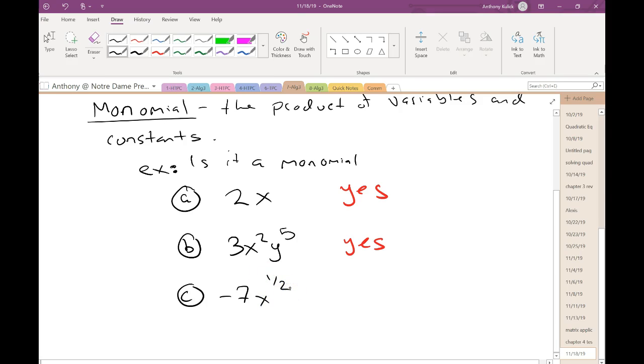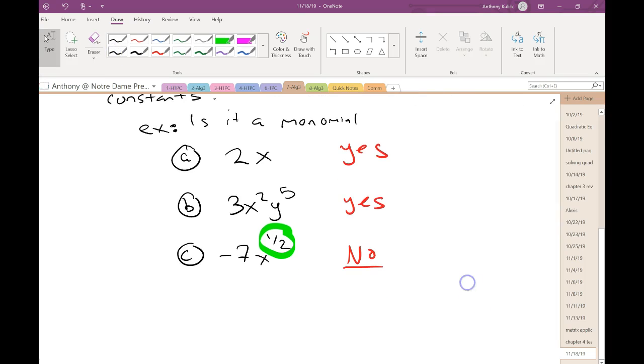About this. That is not. What's wrong with this one? Oh, the negative is fine. Yeah, it's a half of an exponent. What does that mean? That's not a full variable, right? So we can't, that doesn't work. Okay? So what do the exponents need to be? Whole numbers, right?